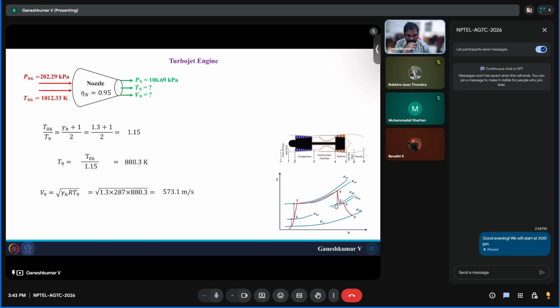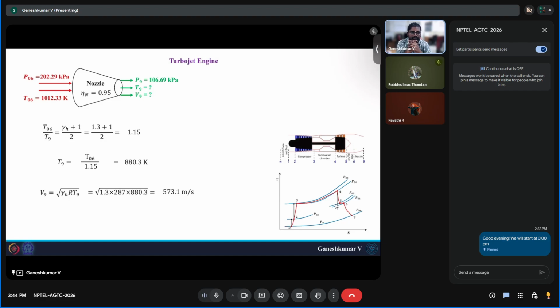All right. Sir, why at the exit are we taking the static properties, not the total properties? Everywhere else we were taking T0, the stagnation property. At the exit alone, why are we taking the static one? Because we need to find V infinity. So velocity depends on static temperature. That's why we need static temperature to find V infinity.